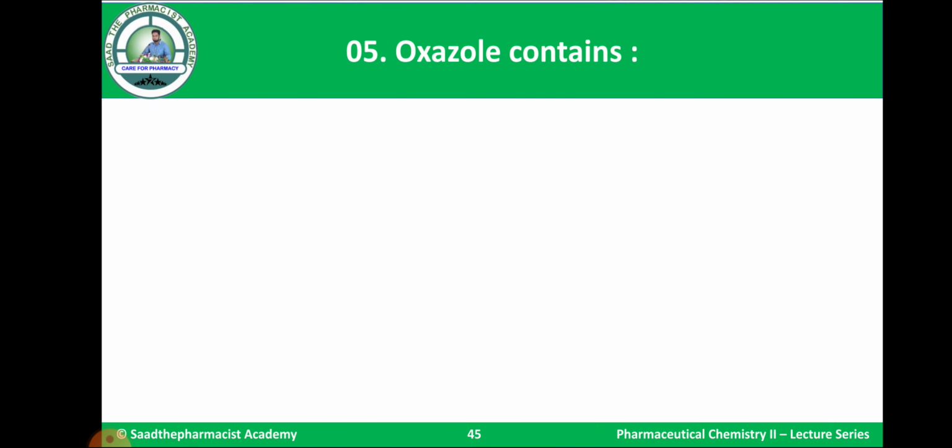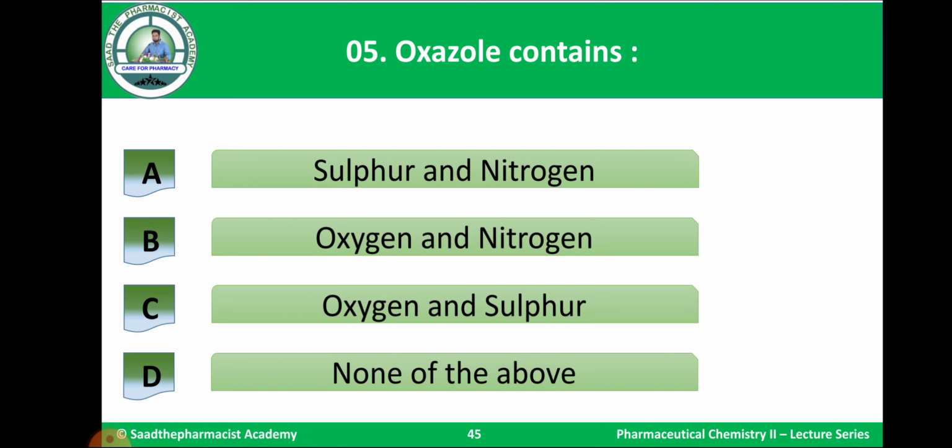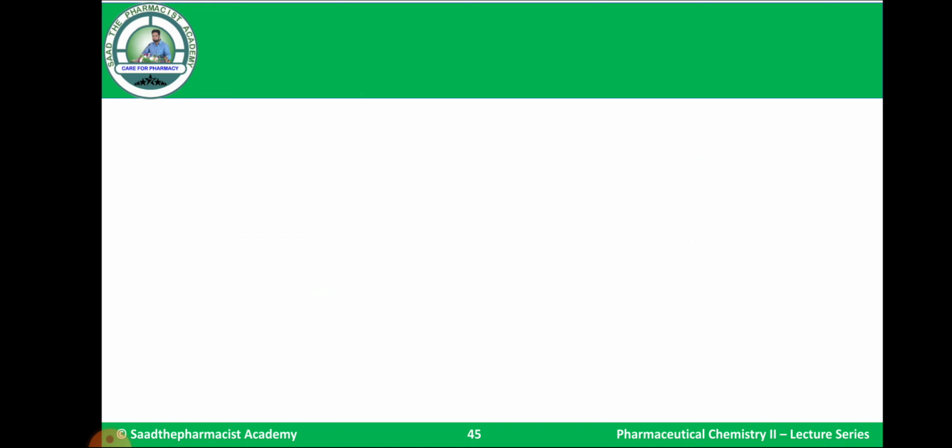Question number 5: oxazole contains, and the options for this question are A sulfur and nitrogen, B oxygen and nitrogen, C oxygen and sulfur, D none of above. You can see the name of the 5-membered heterocyclic ring given in the question. Oxa is used for oxygen, azo is for nitrogen. Therefore the correct answer for question number 5 is oxygen and nitrogen.